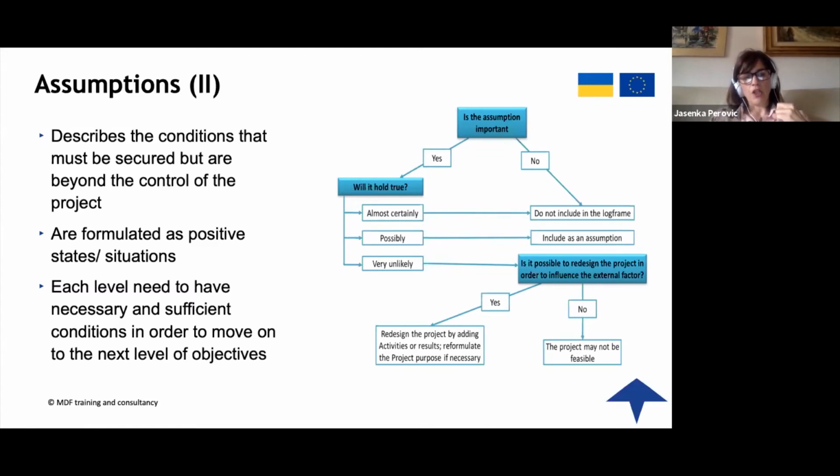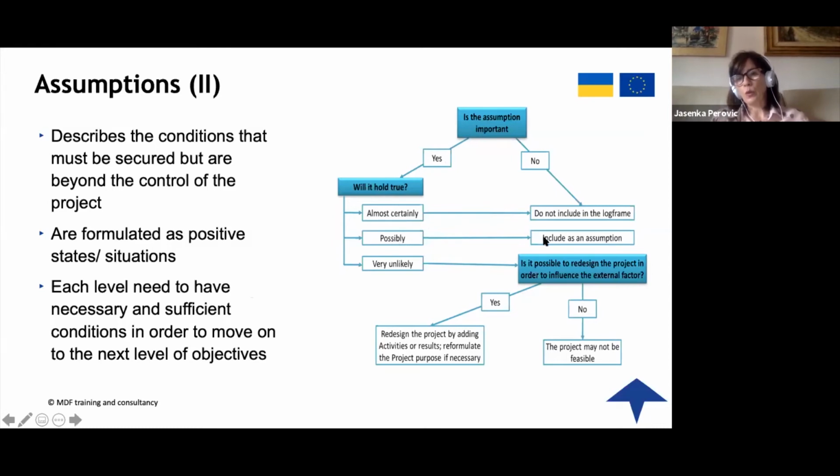What does this mean, each level? At the level of the activity, you have to have assumptions that concern the activity. At the level of the output, you have to have assumptions, and at the level of the outcome as well. This small chart really helps you once you identify something that could be regarded as an assumption, and you ask yourself, is the assumption important? If you think yes, then would it hold true? Would it happen? Almost certain, do not include, because it's obvious it will happen.